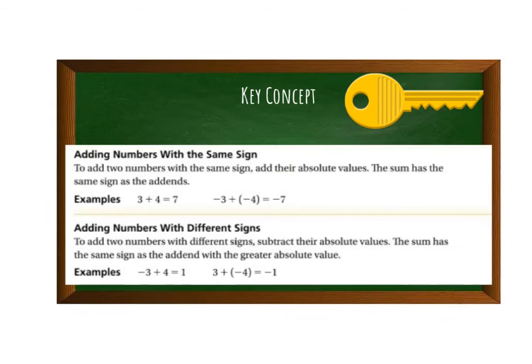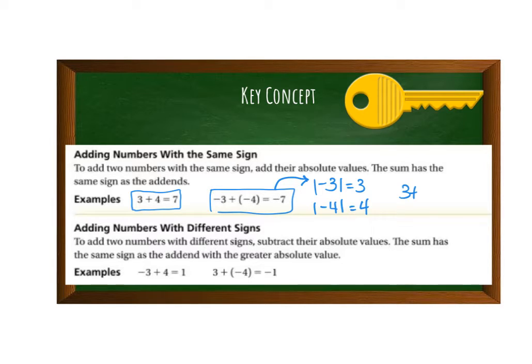Our key concept is adding numbers with the same sign. So to add two numbers with the same sign, add their absolute values. The sum has the same sign as the addends. So, for example, we have 3 plus 4 equals 7. Negative 3 plus negative 4 equals negative 7. So what we did here for this second one, negative 3, the absolute value is 3. Negative 4, the absolute value is 4. 3 plus 4 equals 7. And it has to be negative because of our negative. Okay?